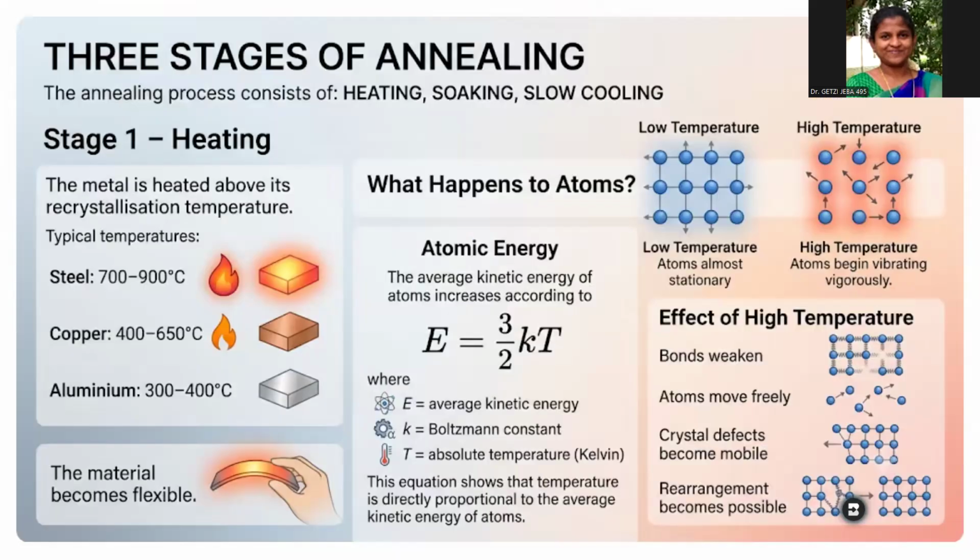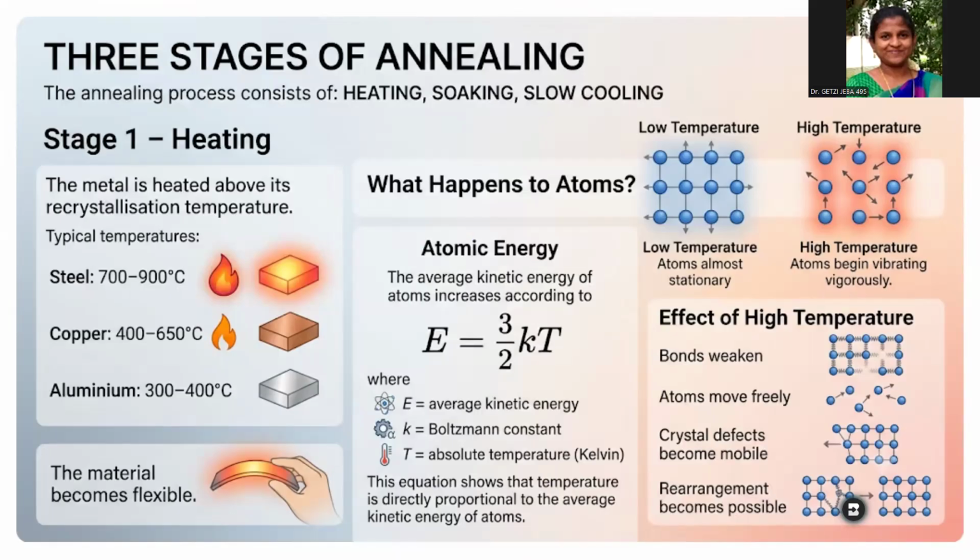There are three stages of annealing. Stage one is heating. The metal is heated above its recrystallization temperature. Typically for steel, it is 700 to 900, and for copper 400 to 650. So the metal becomes very flexible. And what happens to the atoms? The atomic energy is measured. The average kinetic energy of the atom increases according to the formula E = 3/2 kT, where k is the Boltzmann constant and T is the absolute temperature.